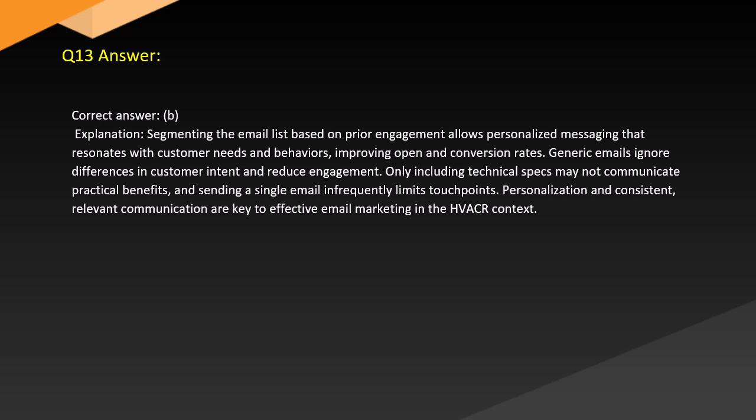Answer. Correct answer, B. Explanation. Segmenting the email list based on prior engagement allows personalized messaging that resonates with customer needs and behaviors, improving open and conversion rates. Generic emails ignore differences in customer intent and reduce engagement. Only including technical specs may not communicate practical benefits, and sending a single email infrequently limits touchpoints. Personalization and consistent, relevant communication are key to effective email marketing in the HVACR context.